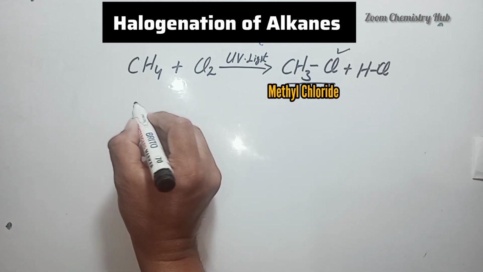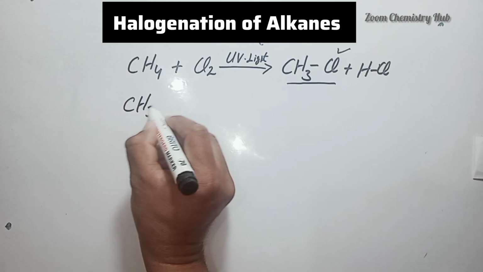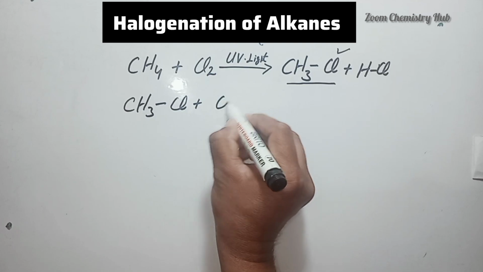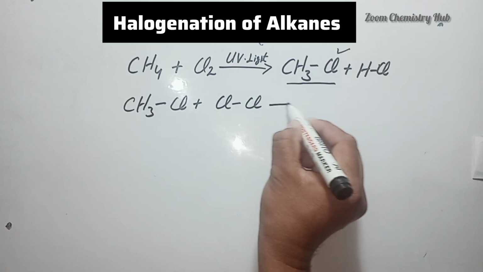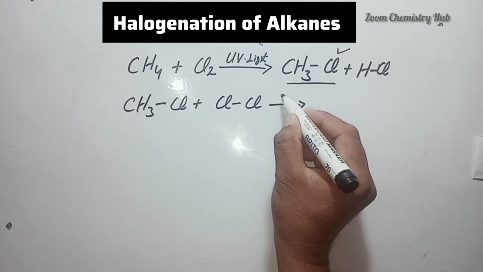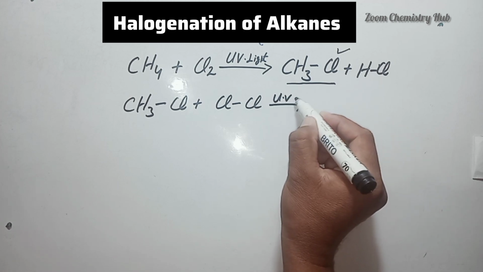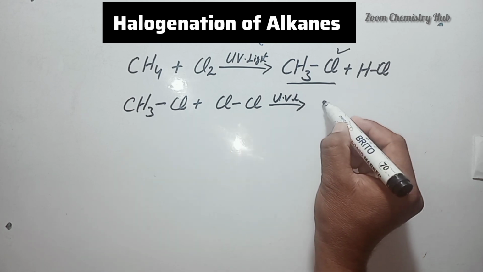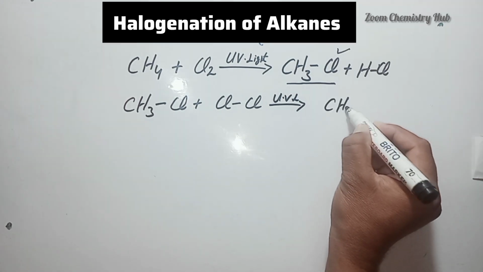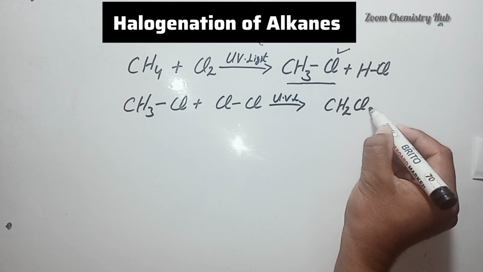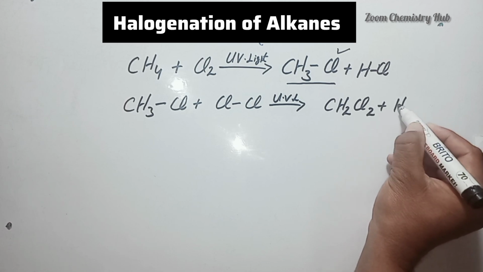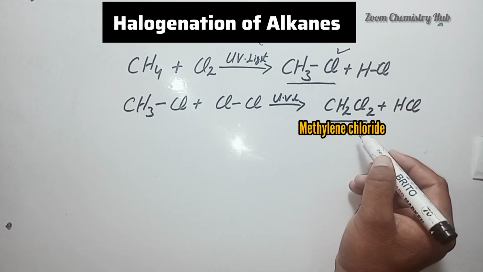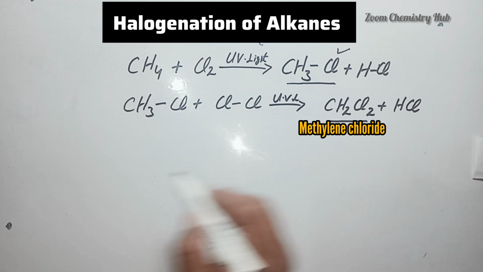In the second step, methyl chloride reacts with a chlorine molecule, with UV light in each step, and another hydrogen atom is replaced by a chlorine atom. CH2Cl2 plus HCl. This is methylene chloride, that is dichloromethane.